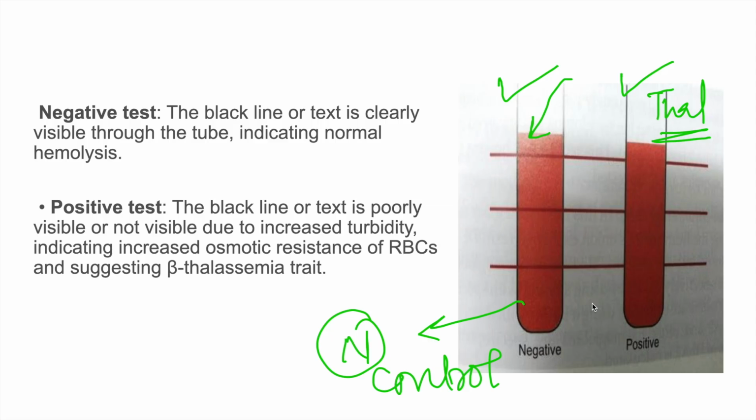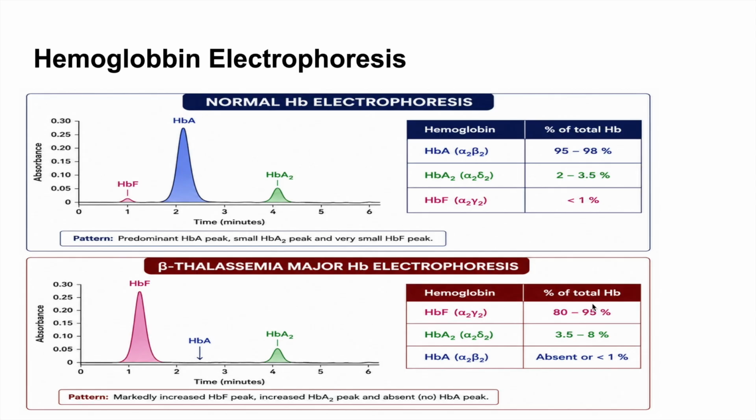So the black line will be visible in the case of control, that is the normal patient, and will not be visible in the case of thalassemia. This was used as a screening test. So this is the Nestrov test. Then which test is done these days? That is HB electrophoresis. This is a very good test to do.